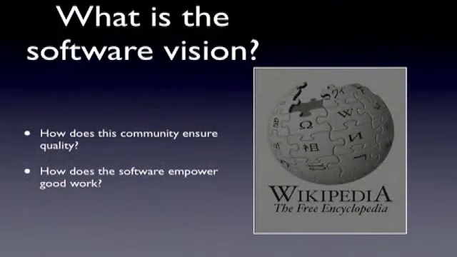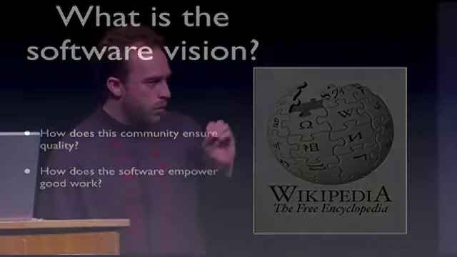So what is the vision in the software? How do we look at the software, and how do we think about making the software so that people can do this kind of good work? How do we ensure quality? So how does that actually work? Well, there's a lot of details to how the software works, and I'll just go into a couple of those. But before I do that, I want to talk about my overall philosophy of the design of social software.